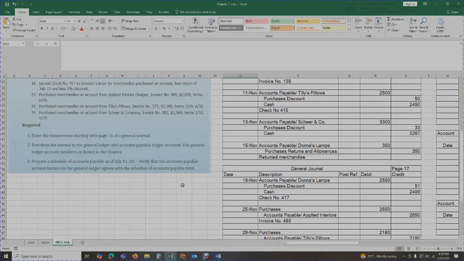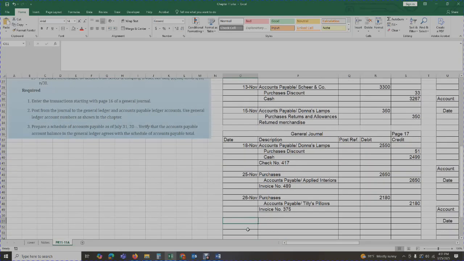Last but not least, we've got another purchase on account from Shear and Company, invoice number 883 for $3,560, terms 1/10, net 30. So what do we have? We have another purchase. This is on November the 29th. We have another purchase in the amount of $3,560. It is on account, so it's going to be our accounts payable. And this is for Shear and Company, for $3,560, and this is for invoice number 883.